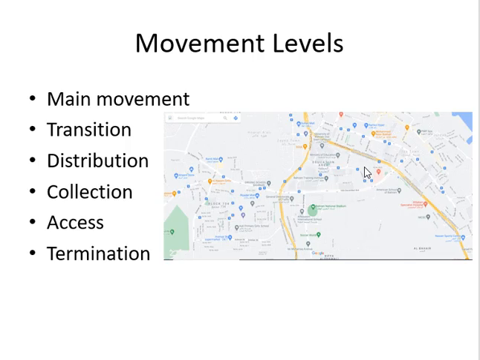Now any trip can have six possible stages or phases. Any trip. These are possible: main movement, transition, distribution, collection, access and termination. Main movement means you take an arterial or a freeway and you go from one city to another city or one area to another area. This is main movement.